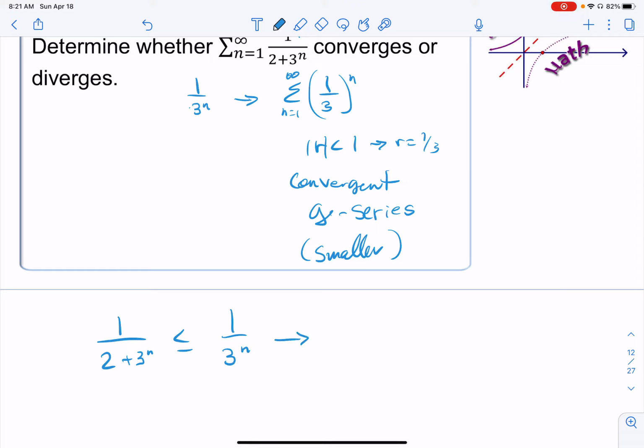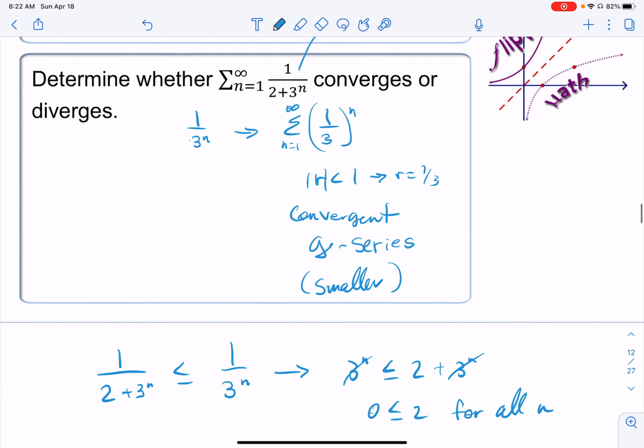But if you wanted to cross multiply, you totally can. I'd have 3 to the n on the left side is less than or equal to 2 plus 3 to the n. If that's not good enough for you, subtract your 3 to the n's from both sides. 0 is less than or equal to 2. That's always true. So it's true for all n, we only need it to be greater than or equal to 1. So yeah, we're totally good to go there.